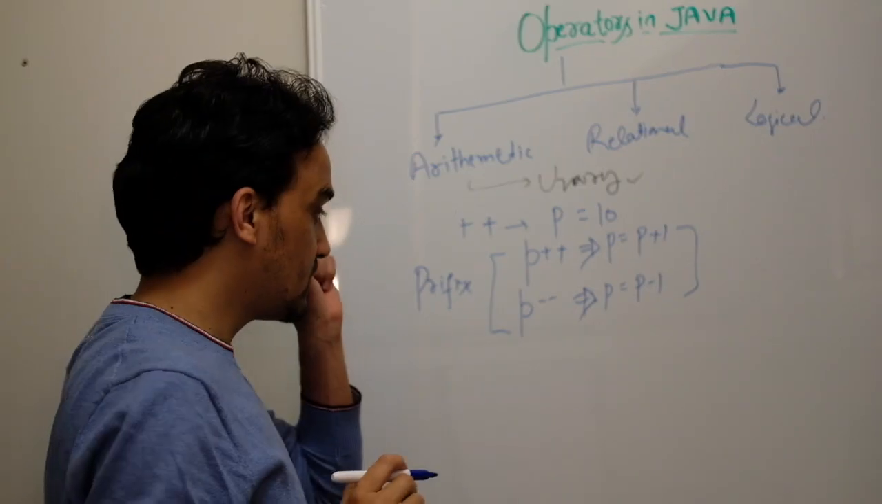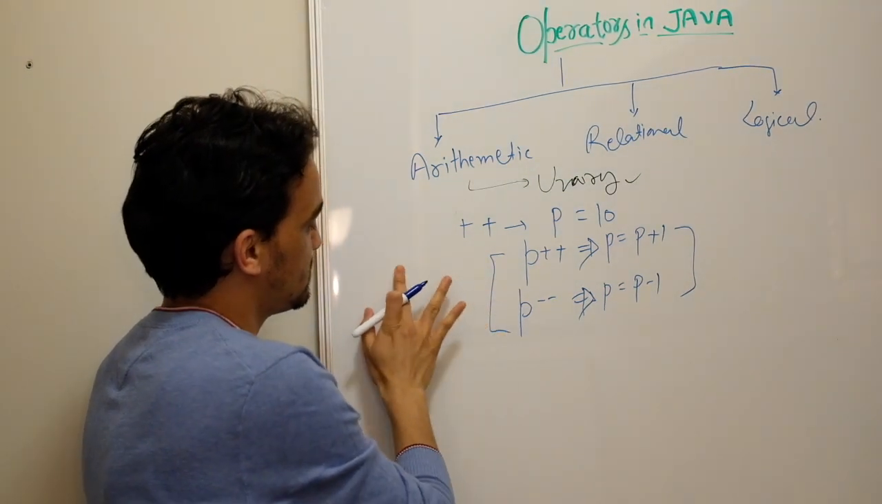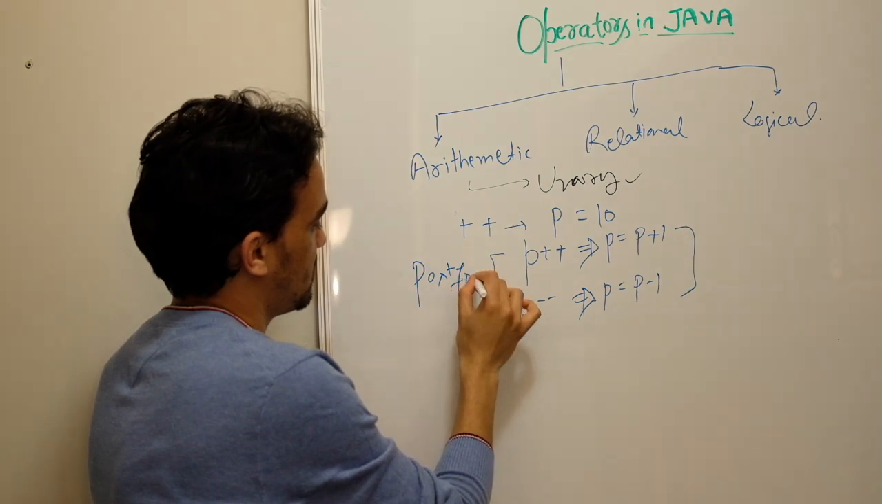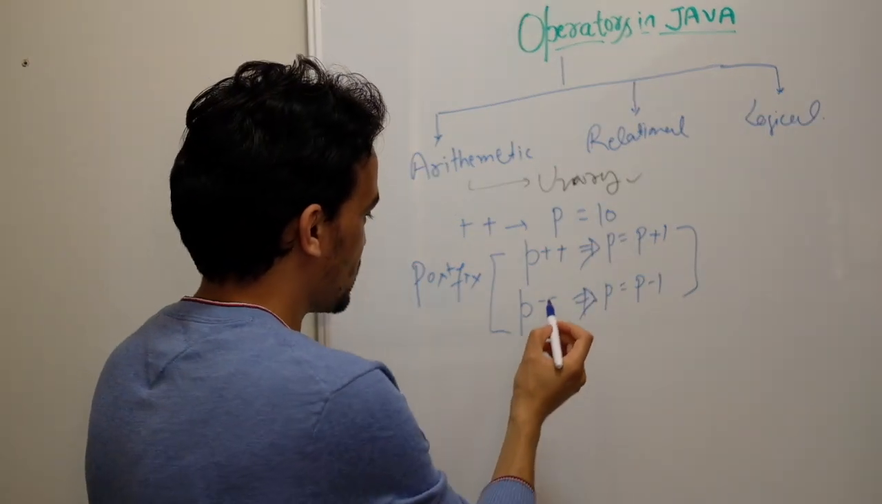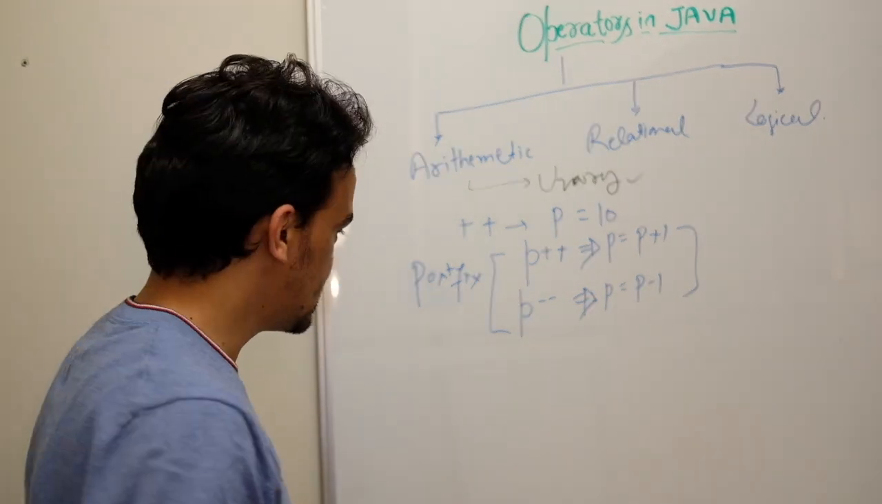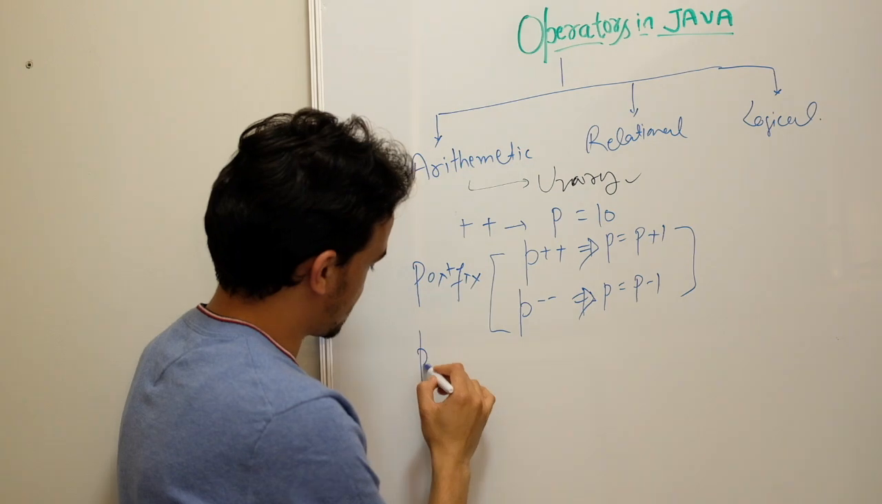No, sorry, these are called postfix. I'm sorry about that, because the operands are appended after the variable, right? And now let's take an example of prefix.